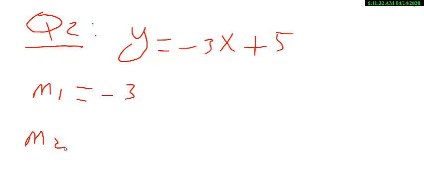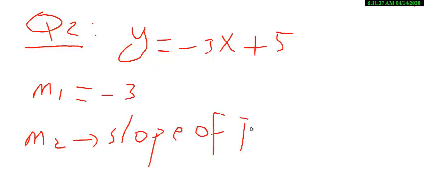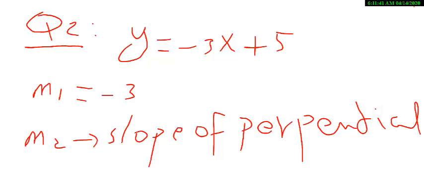m2, which is the slope of the perpendicular, equals, you flip the value and change the sign, so it's going to be 1 over 3. You flip the given value, because the denominator of negative 3 is 1, so negative 3 over 1 becomes 1 over 3, and change the sign from negative to positive. So the slope of the perpendicular line is going to be 1 over 3.